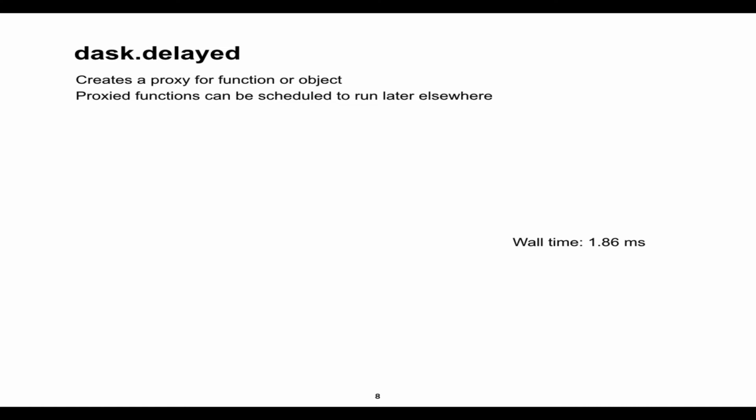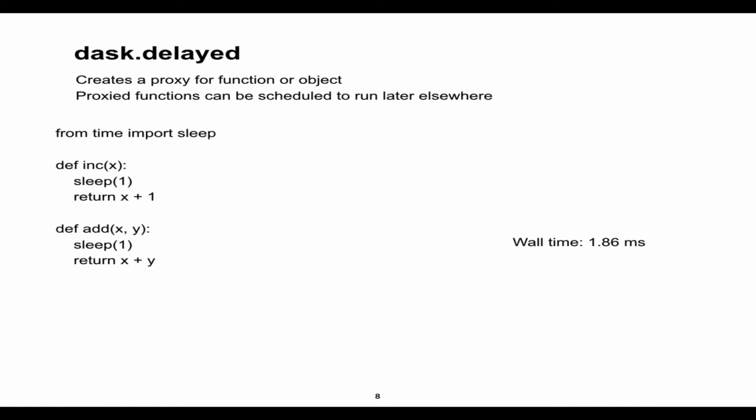Dask delayed basically creates a proxy object for a piece of code that you can run later. So here are several fake functions that pretend to take time. Most examples come from the Dask tutorial. And then when you look at how long it takes to run these, to do two increments, of course it's going to take 3 seconds, because each one takes a second.